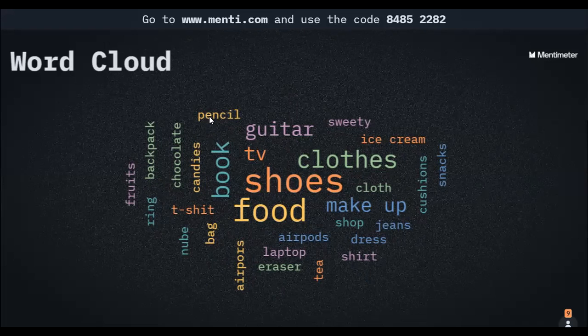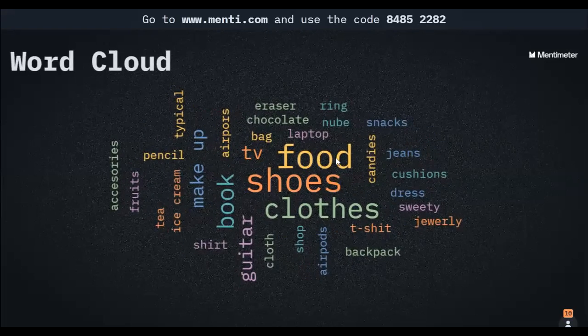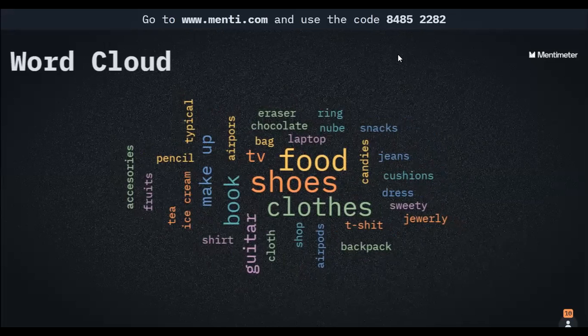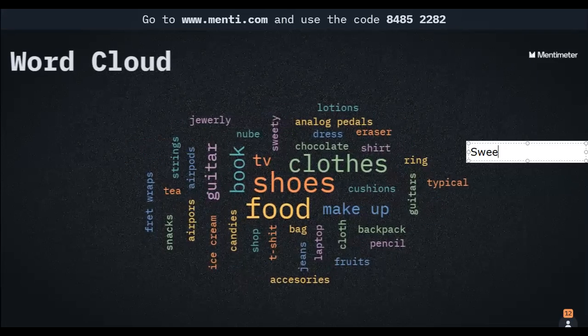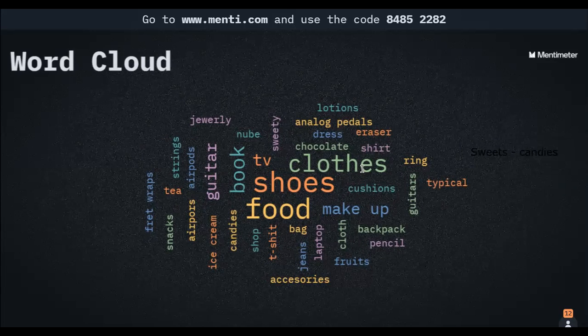And we have pencil. Pencil, really? What kind of pencils do you like to buy? And then we have a guitar, sweetie, or sweets, or candies. No sé si era sweets o dulces. ¿Qué quisieron decir ahí? ¿Quién me confirma? ¿Quién fue que lo escribió? O dulces sería candy. Oh, they are delicious. Chocolate. Oh, my goodness. Shoes, cushions. Ah, guitars, typical. Typical what? ¿Quién me escribió typical, everybody?